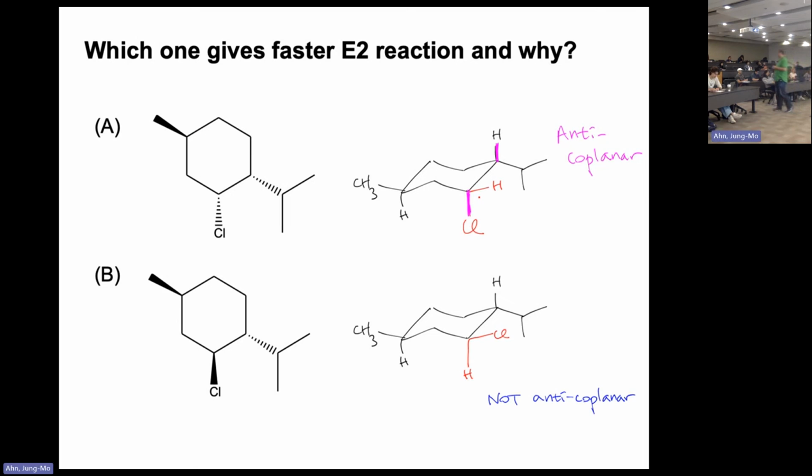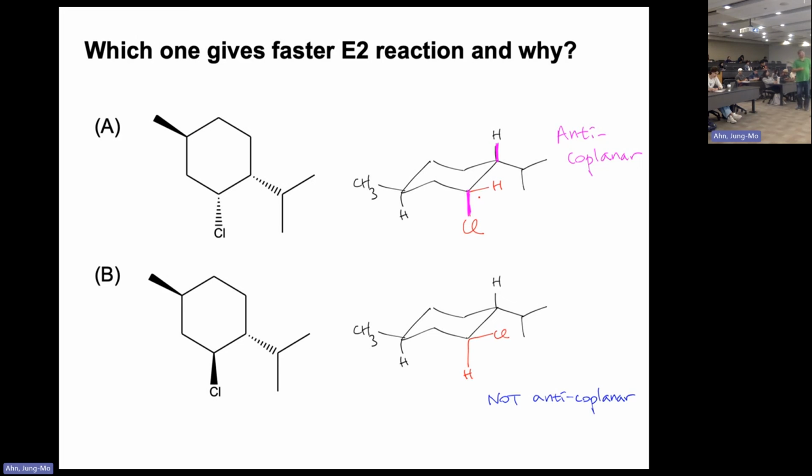Does not mean that it will never do E2 elimination. It will just have to switch the conformation to another chair. When it switches to another chair, this will be axial, that will be axial. So that will probably be less likely to happen. That's why it will slow down, because that conformation is not popularly available.